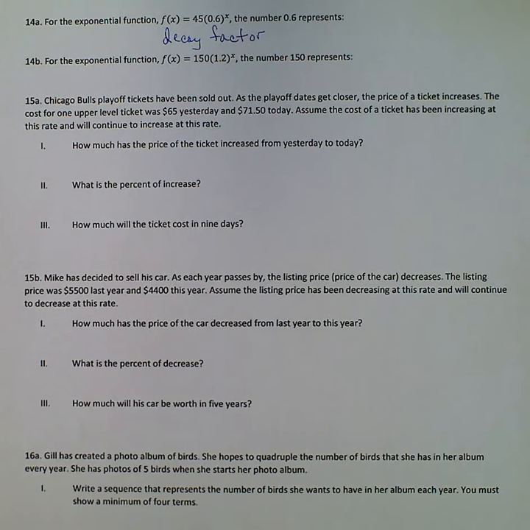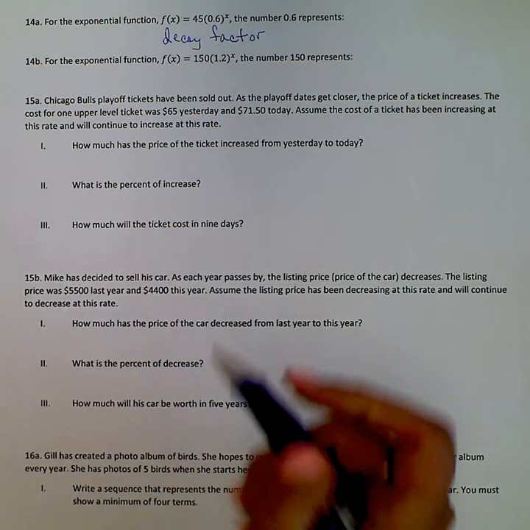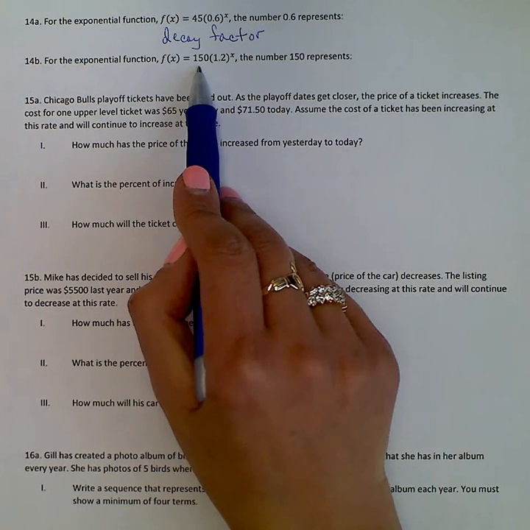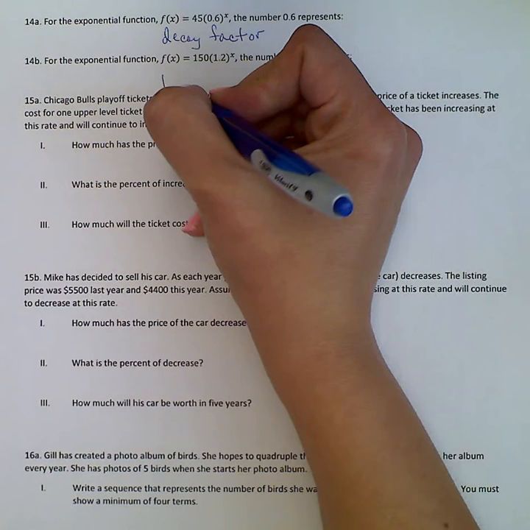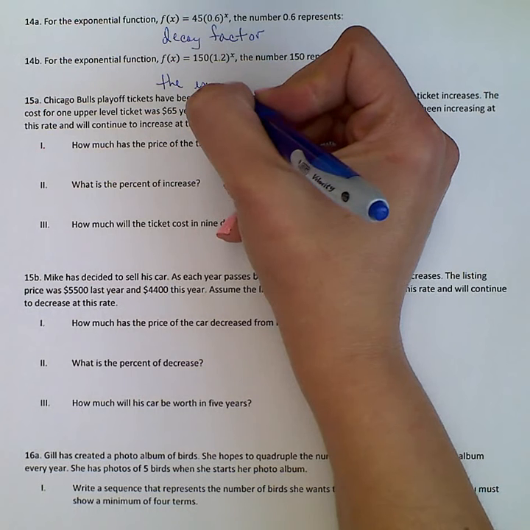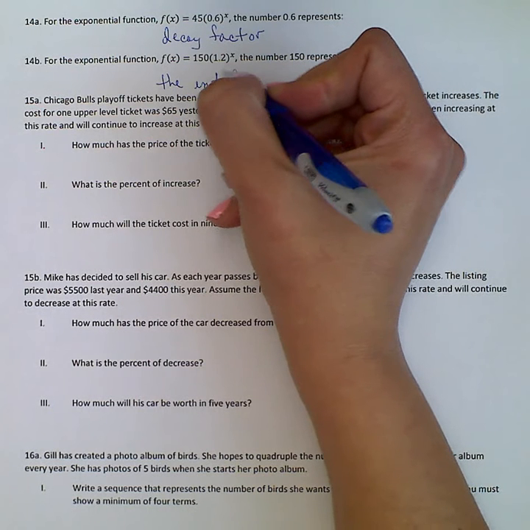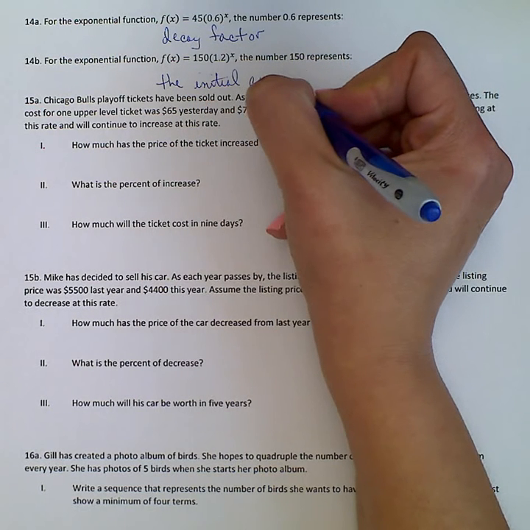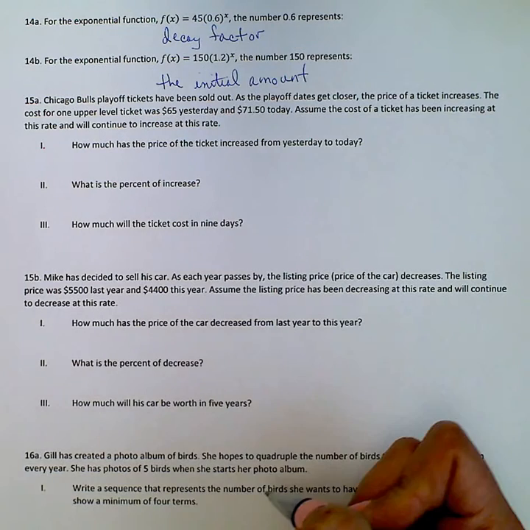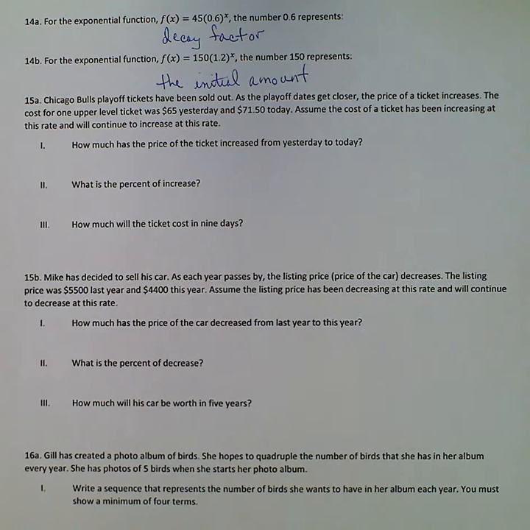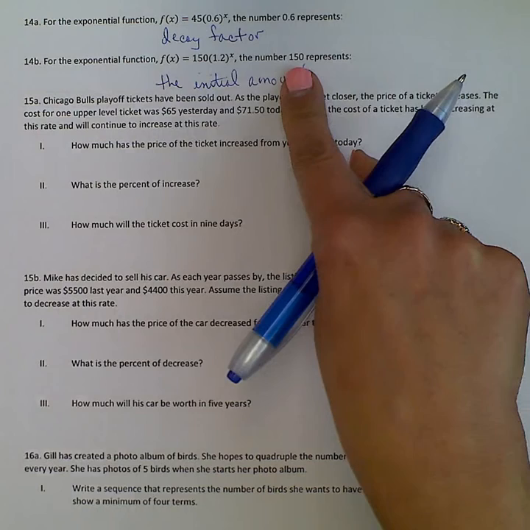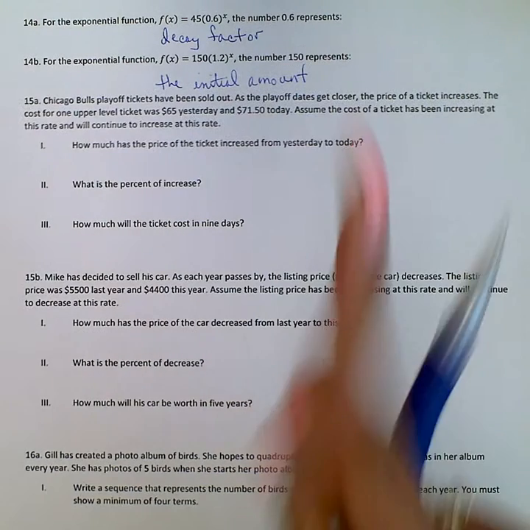14b, for the exponential function f of x equals 150 times 1.2 to the x, the number 150, so that's the a, represents the initial amount, or the original amount that you start with. Okay, those are both found in lesson 3 notes if you need to look back.